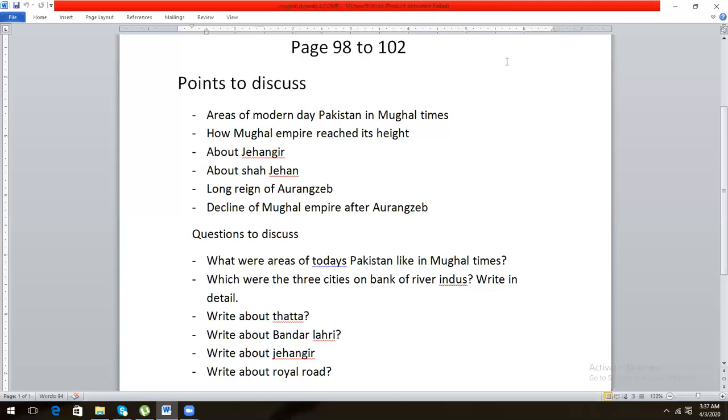They were loading and unloading the trading materials. This was the work they were doing at that time. And in Bandar Lahari there was a fort with 5 guns at that time. And in the 16th century, the Portuguese had control over trade here.